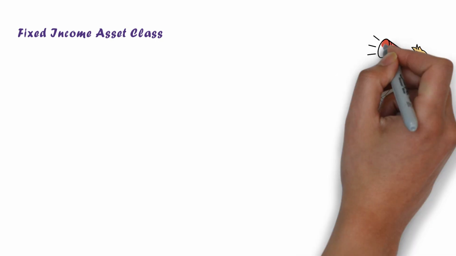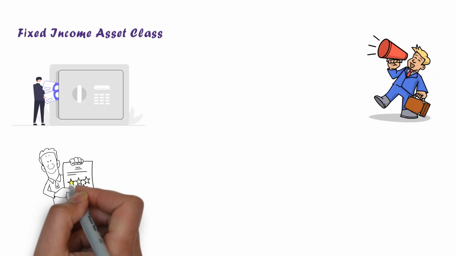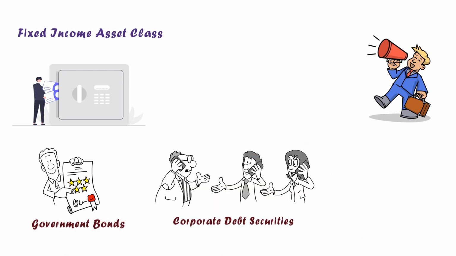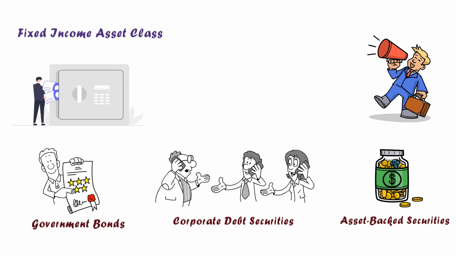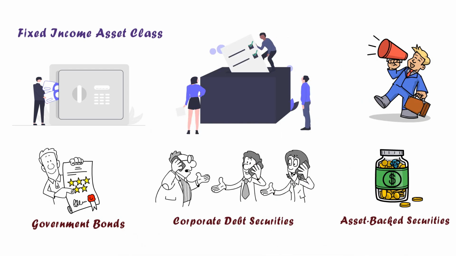Let's move to the fixed income asset class. Fixed income is one of the most popular and the oldest forms of investment option. It includes corporate and government bonds, corporate debt securities, asset-backed securities, etc. Such asset classes typically invest in debt securities that endeavor to pay investors interest until maturity.